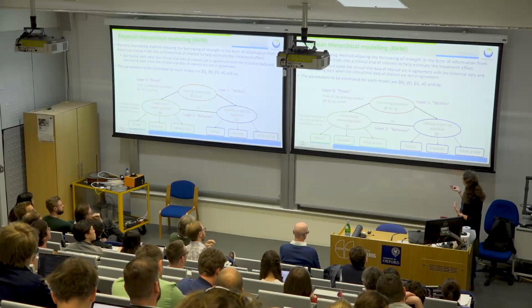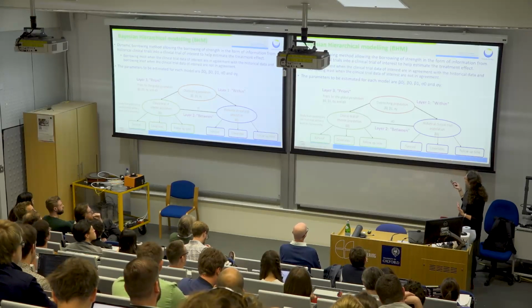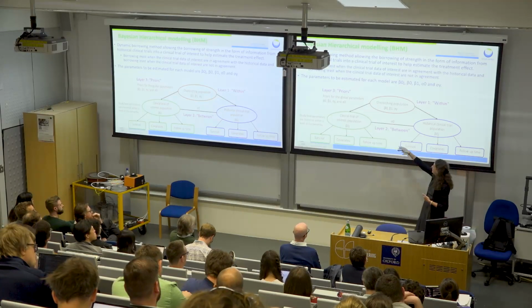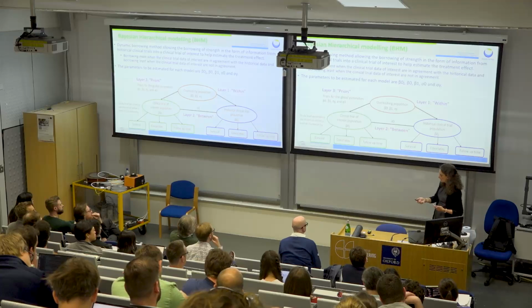As this is a Bayesian model, the 3rd layer is your prior layer. And as I said, it's a dynamic borrowing method. So actually the variability parameter right here is what drives the borrowing, okay?